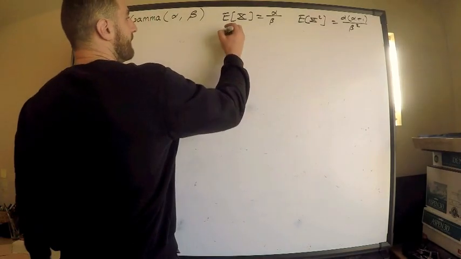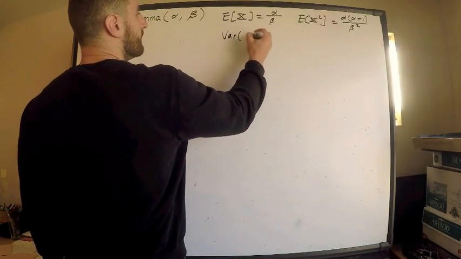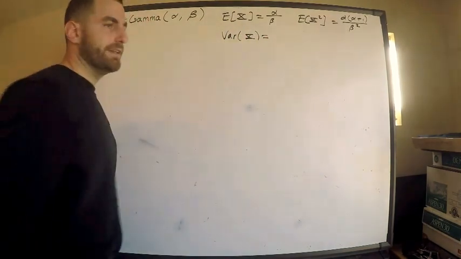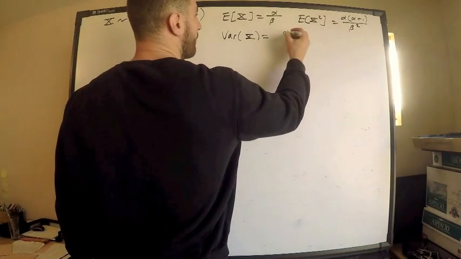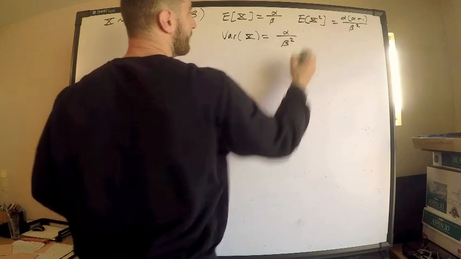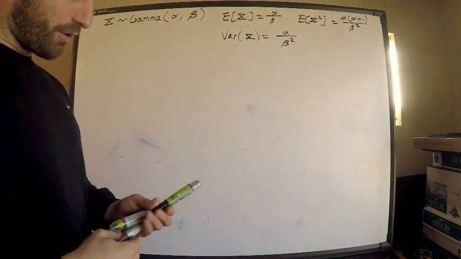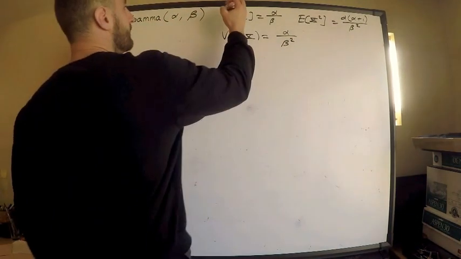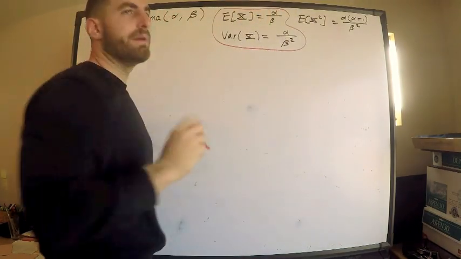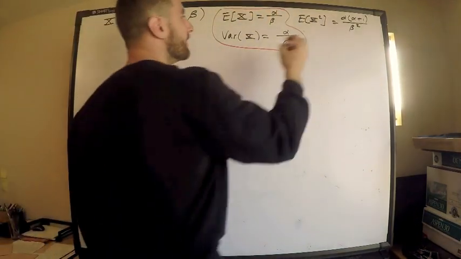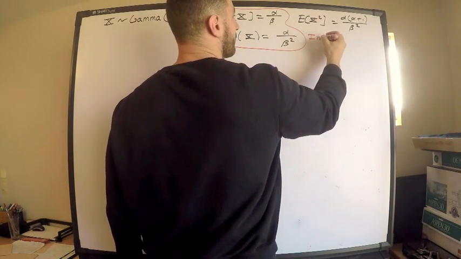You should get that the variance, just using your standard definition for variance, which is the second moment minus the first moment squared, is equal to alpha over beta squared. These two things are quite important. These two things for exam P, I've used several times. Makes your life a lot easier. Okay, very important.